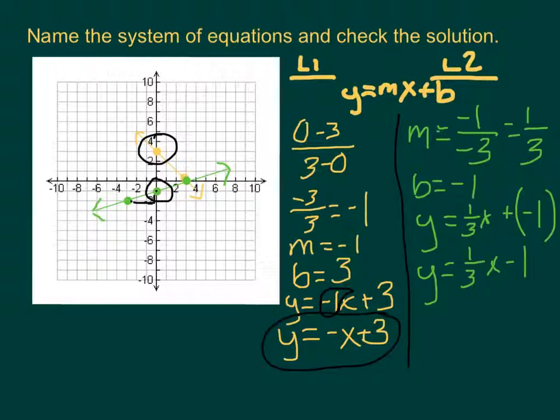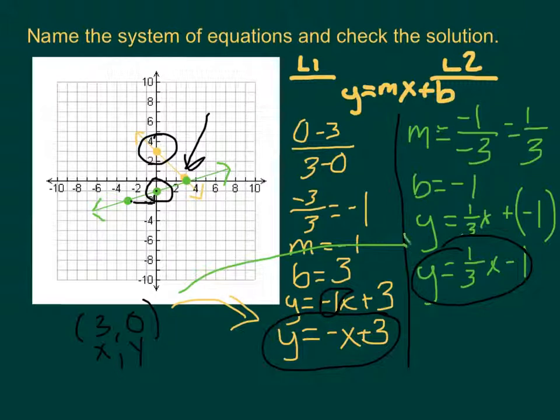This is line 1. This is line 2. And now we can go ahead and substitute the answer in to check these. You're going to find the answer, the solution, right here where the lines intersect, where these dots overlap. Our solution is 3, 0. And you would substitute those values. This is x, this is y. Substitute those values into this equation and that equation. And it should check out. And then you're done with the problem.